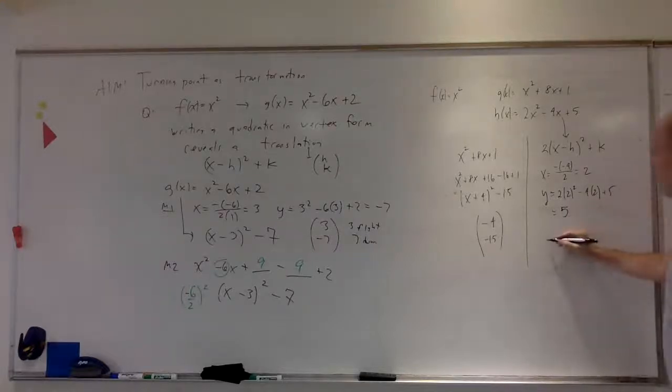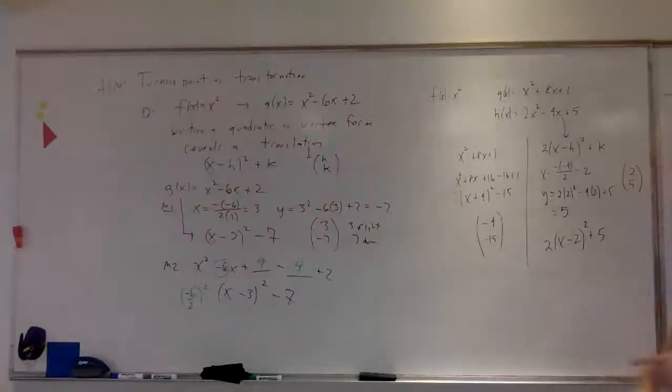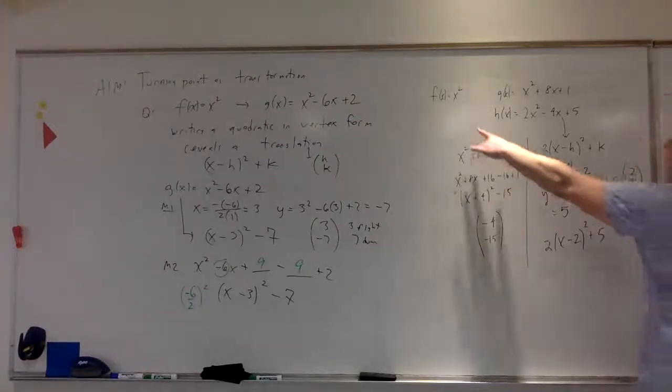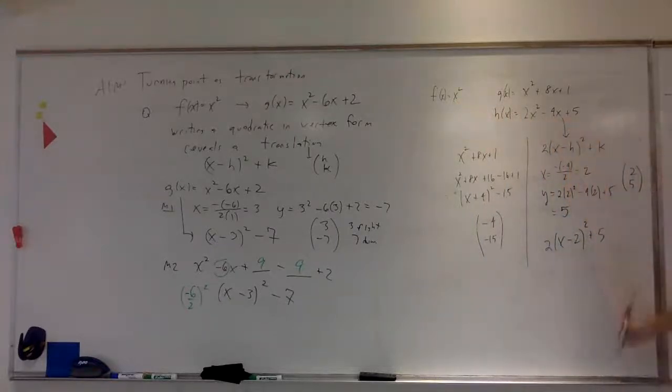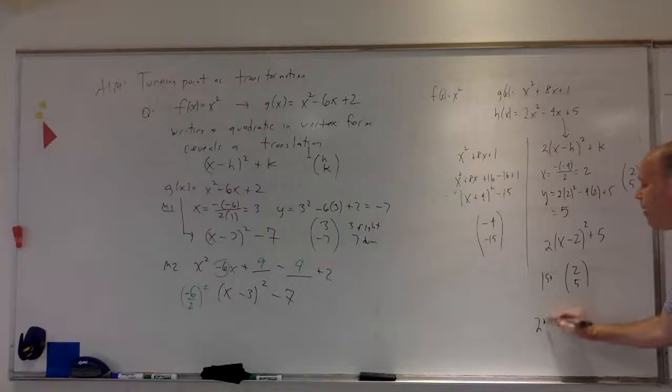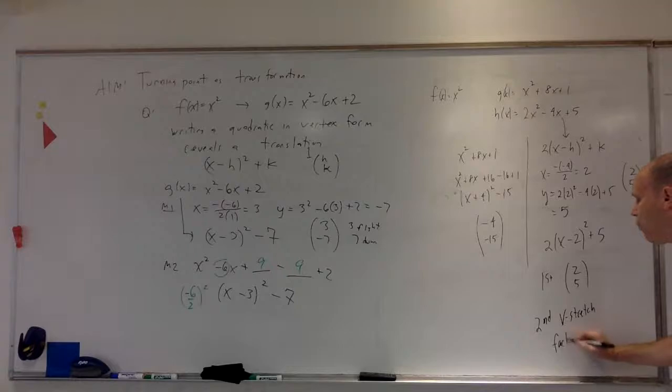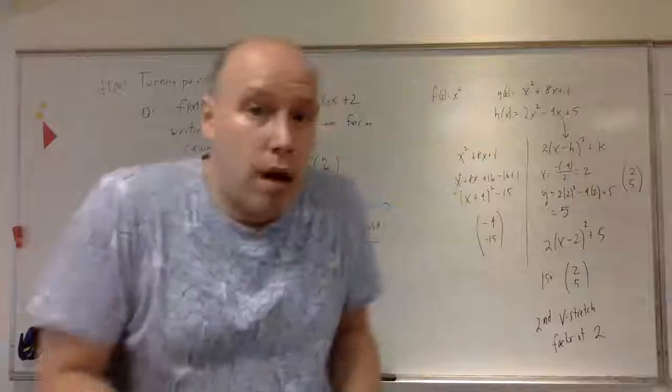Nice. So it's a translation of (2, 5), and it can be written as 2 times x minus 2 squared plus 5. They could ask you some questions on the second one about all the transformations, and you would say, to go from x squared to 2x squared minus 4x plus 5, first it's a translation of (2, 5), and second, it's a vertical stretch by a factor of 2. Okay, and that's it, that's the transformations unit. Good luck.